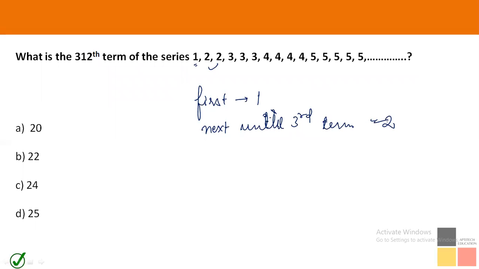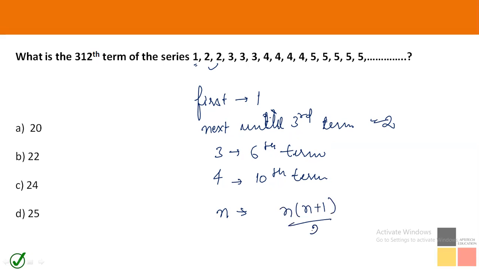it's 2. Now if I look at 3, 3 is there until the sixth term. Now 4 is there until the 10th term. And this is going to continue. So one thing that I can figure out from here is that 1 is up to the first term, 2 is up to the third term, 3 is up to the sixth term. If it is the nth number that I'm talking about, it will be up to the n into n plus 1 by 2th term.